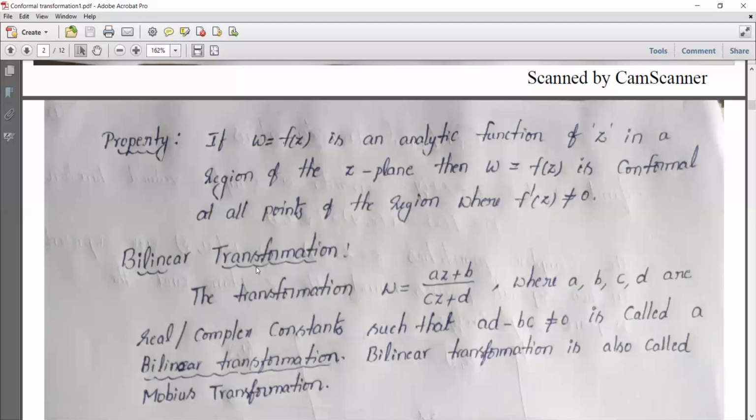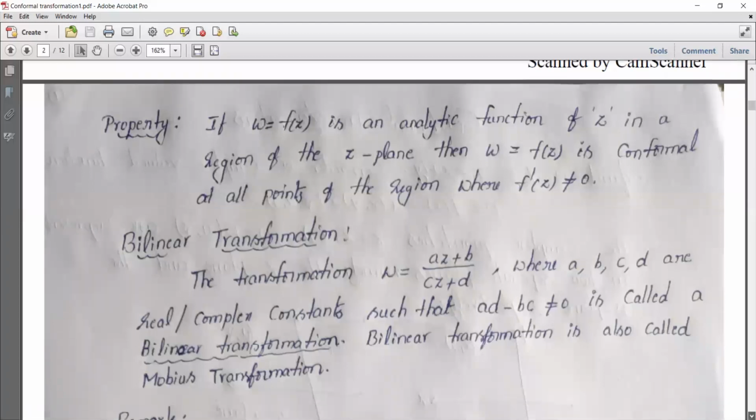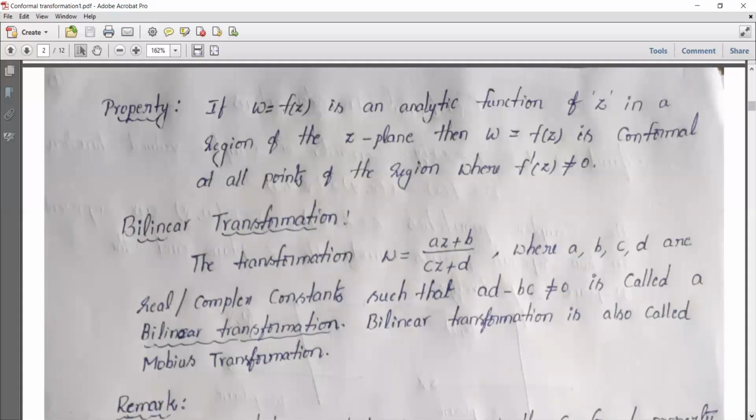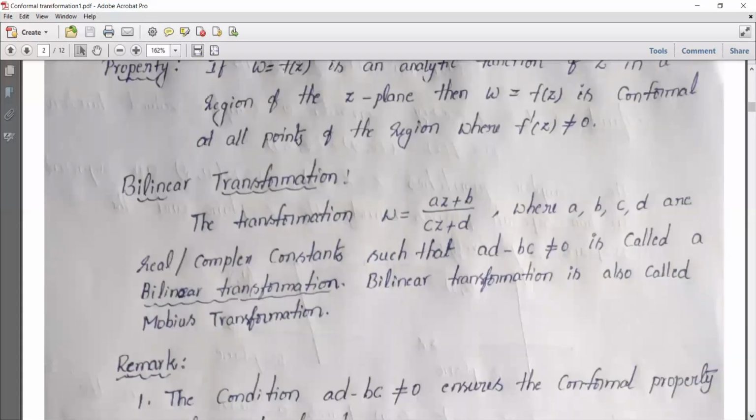Next, bilinear transformation. We have some fixed transformations. One is the bilinear transformation. Another one is w is equal to z square, w is equal to e power z, w is equal to z plus 1 by z. We have four transformations in this conformal transformation. We need to study these four transformations.